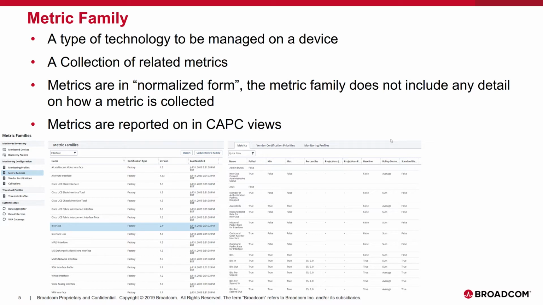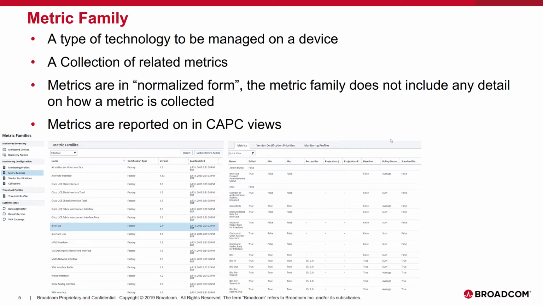It's just the definition of that metric, right? What the name of the metric is. Does it have any sort of unit, if it's a percent or if it's bytes, bits per second. Then it also defines whether you're going to calculate minimum and maximum, standard deviation, baselines against that metric. So the metric family contains a bunch of related metrics, and they're in a normalized form, right? And you would apply that metric family to a set of devices, right?